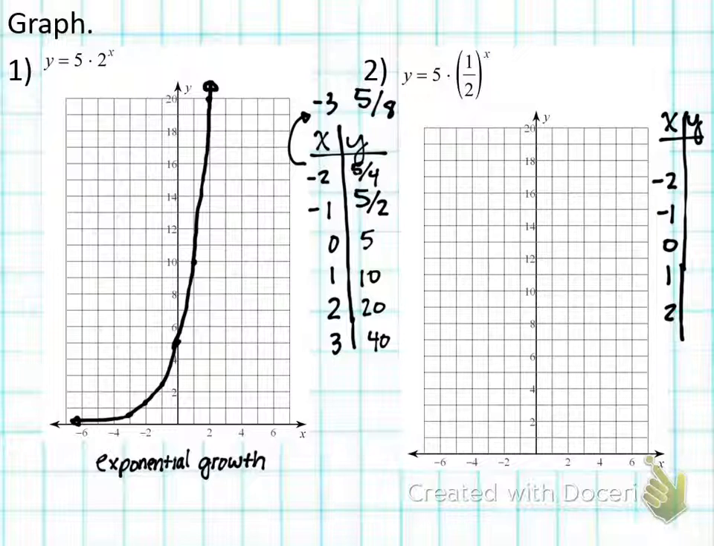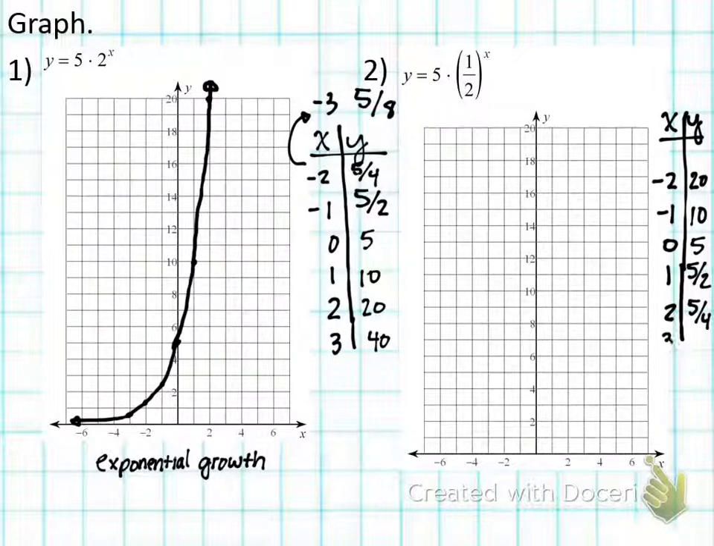Okay. So -2, 1/2 to the -2 power is 4. 4 times 5 is 20. -1, 1/2 to the -1 power, we just get the reciprocal, is 2. 2 times 5 is 10. 0. Anything to the 0 power is 1. 1 times 5 is 5. 1, 1/2 to the 1 is 1/2 times 5 is 5/2. 2, 1/2 to the second power is 1/4 times 5 is 5/4.